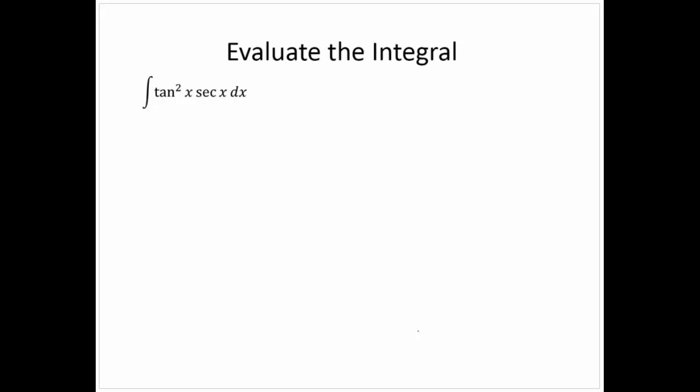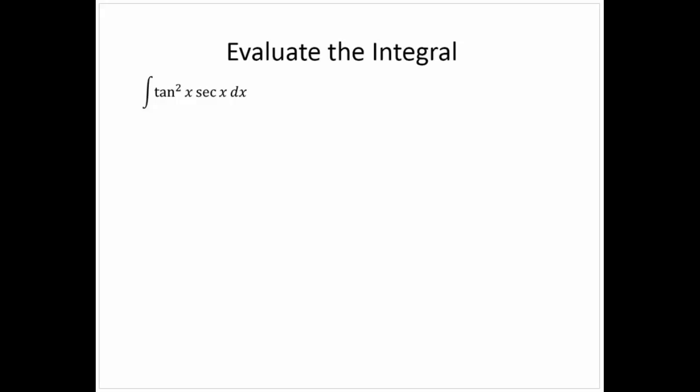Evaluate the integral of tangent square x times secant x dx. All right, so if we analyze this integrand and we look at the powers, we have an even power on tangent. Well, that's not good. We want an odd power on tangent. We have an odd power on secant. Well, that's not good. We want an even power on secant. So this doesn't fit into either of those nice situations. So here we have to use a little bit of ingenuity. We're going to have to mix together a couple of techniques.